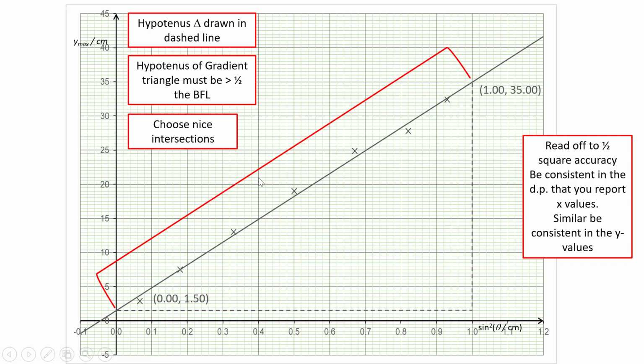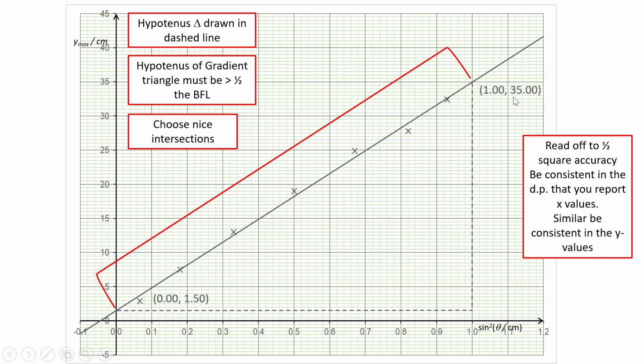the hypotenuse of the gradient triangle must be greater than half the best fit line. So what you would have is, this is the hypotenuse, and it must be greater than the length of the best fit line drawn. Okay? Try to choose nice intersections so that it's easy for you to read. And when you take the read-offs, it should be read off to a half square accuracy.